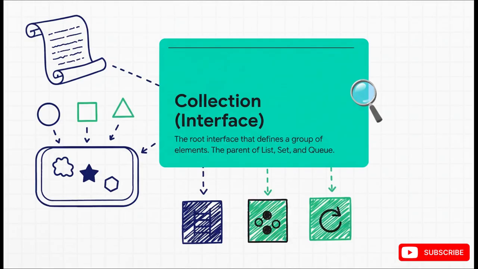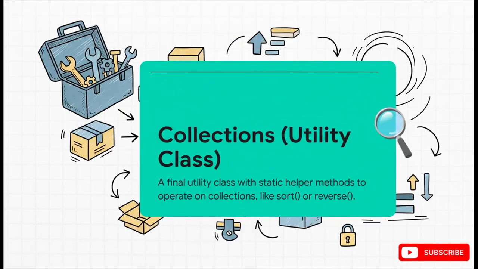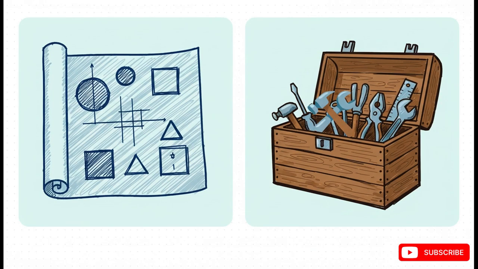It's the abstract what. Now, Collections, this time with an S, is a completely different beast. It's a utility class. The best way to think about it is like a toolbox filled with static helper methods. It doesn't hold any data itself. You just use it to operate on your collections, to sort them, shuffle them, or maybe make them read-only. This is the how. And boom, this slide just nails it. Collection is the concept, the abstract idea, the what. Collections is the toolbox you use to work on that idea, the how. I'm telling you, once this distinction clicks, the entire framework becomes so much clearer.